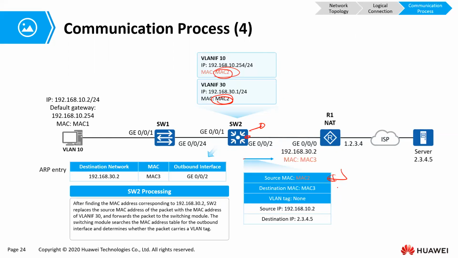Okay? Yes. And the destination MAC is going to be the MAC at that interface. VLAN none, because this interface has removed the VLAN tag. Source address, same address. Source address is end-to-end, doesn't change. Destination address, same destination address that you want to go to.